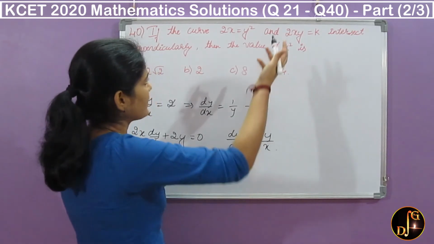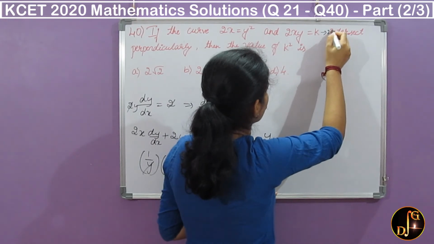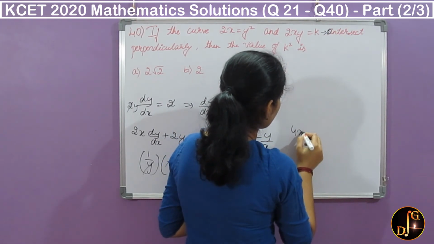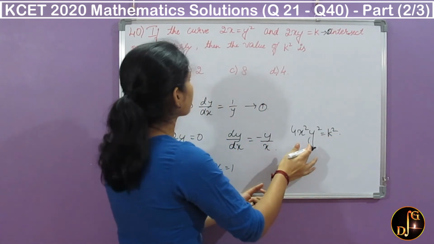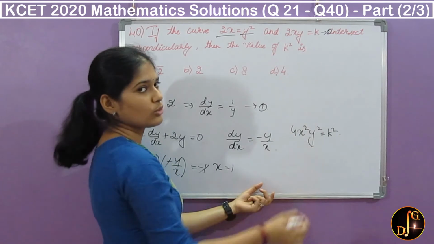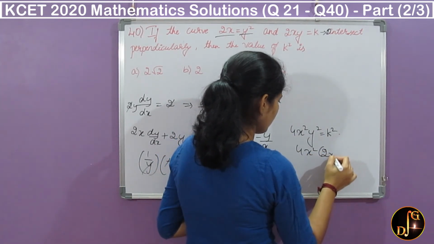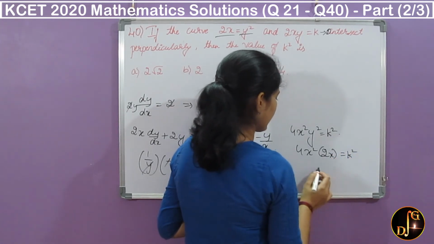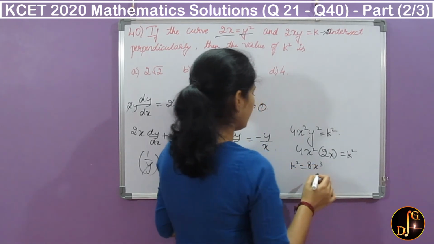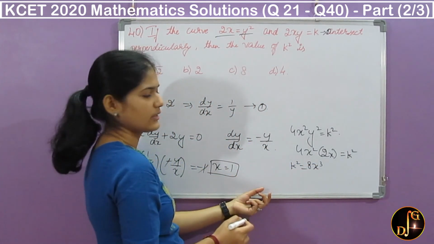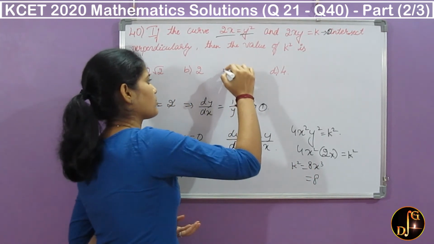Now we have to find the value of k square. So let's square this equation. Then we will get 4x square y square is equal to k square, right? We have y square is equal to 2x. So it will be 4x square into 2x, that is equal to k square. This will be 8x cube. We have x is equal to 1, right? So the answer is 8. That is option C, right?